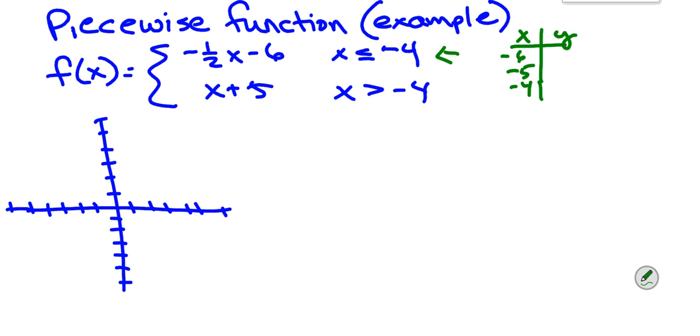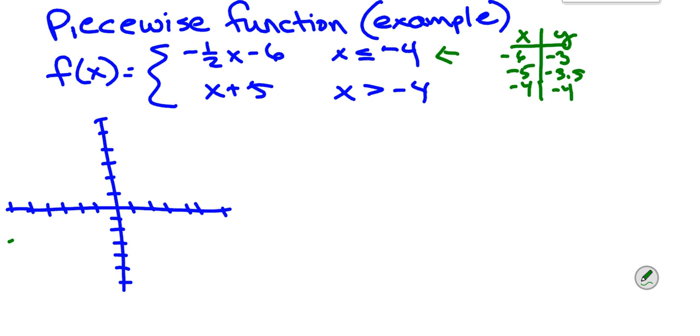-1/2 times -6 is 3. 3 minus 6 is -3. Did I do that right? Check me. 2.5 minus 6 is -3.5. That makes sense. And at -4, it's 2 minus 6, -4. And then I'm just going to plot those points. At -6, it's -3. At -5, it's -3.5. And at -4, it's -4.